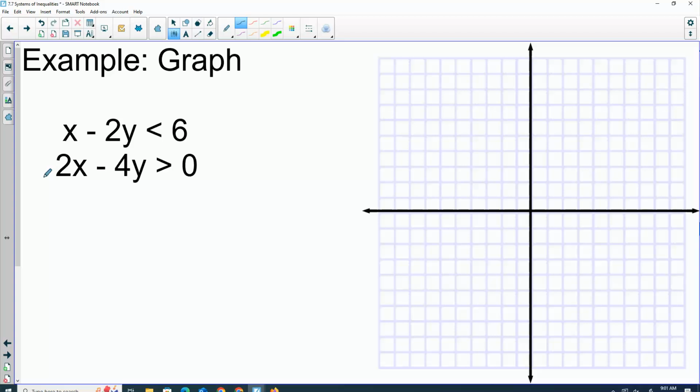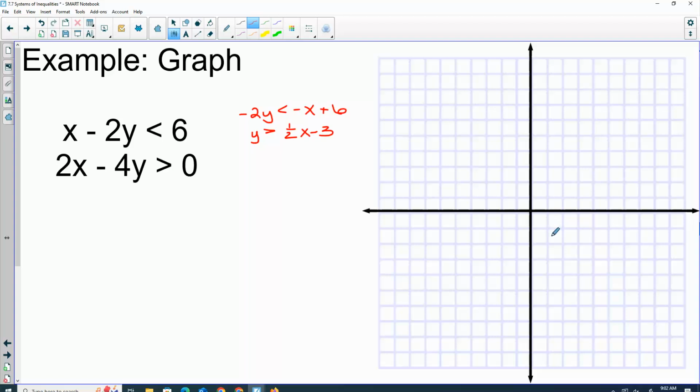So first step, we need to get our y by itself. If I subtract over my x, I get negative 2y is less than negative x plus 6. If I divide by negative 2, what happens to my inequality? Flips. Anytime you multiply or divide by a negative, it flips. So it's greater than. If you divide each of those by negative 2, you get a positive 1/2 x minus 3.